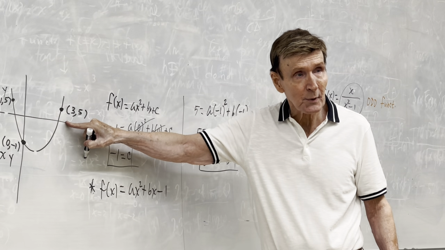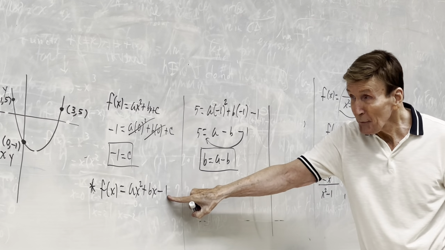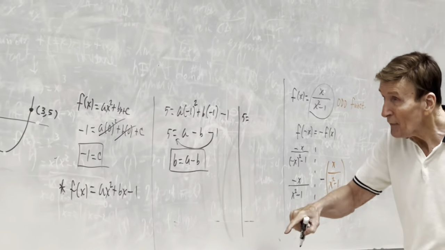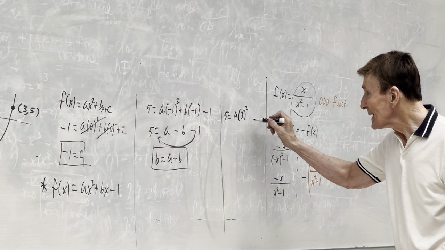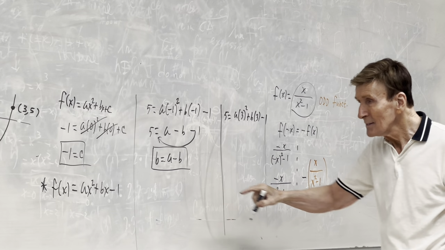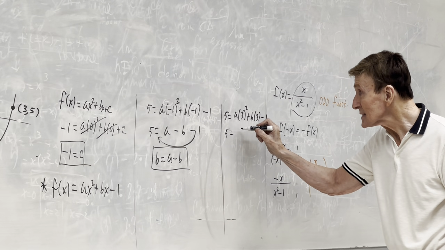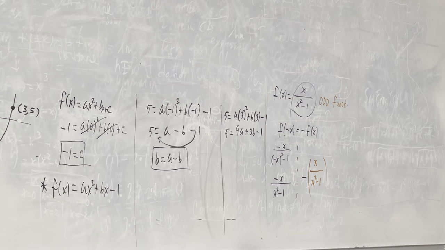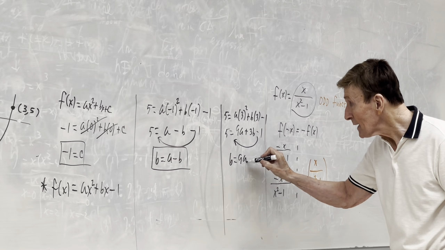Some students may say, Professor, why didn't you use 3, 5? I'm going to use it now, rather than this other point you used. So we'll go back to here and try the other point, 3, 5. Okay, so guys, we've got 5 is equal to, if I use 3, 5, that's the xy, a 3 squared plus b times 3. And of course, we found that c way back. That's -1. That's this right here. 5 is equal to, do not let me make a mistake, this is 9a plus 3b minus 1. Better written as 6 is equal to 9a plus 3b.